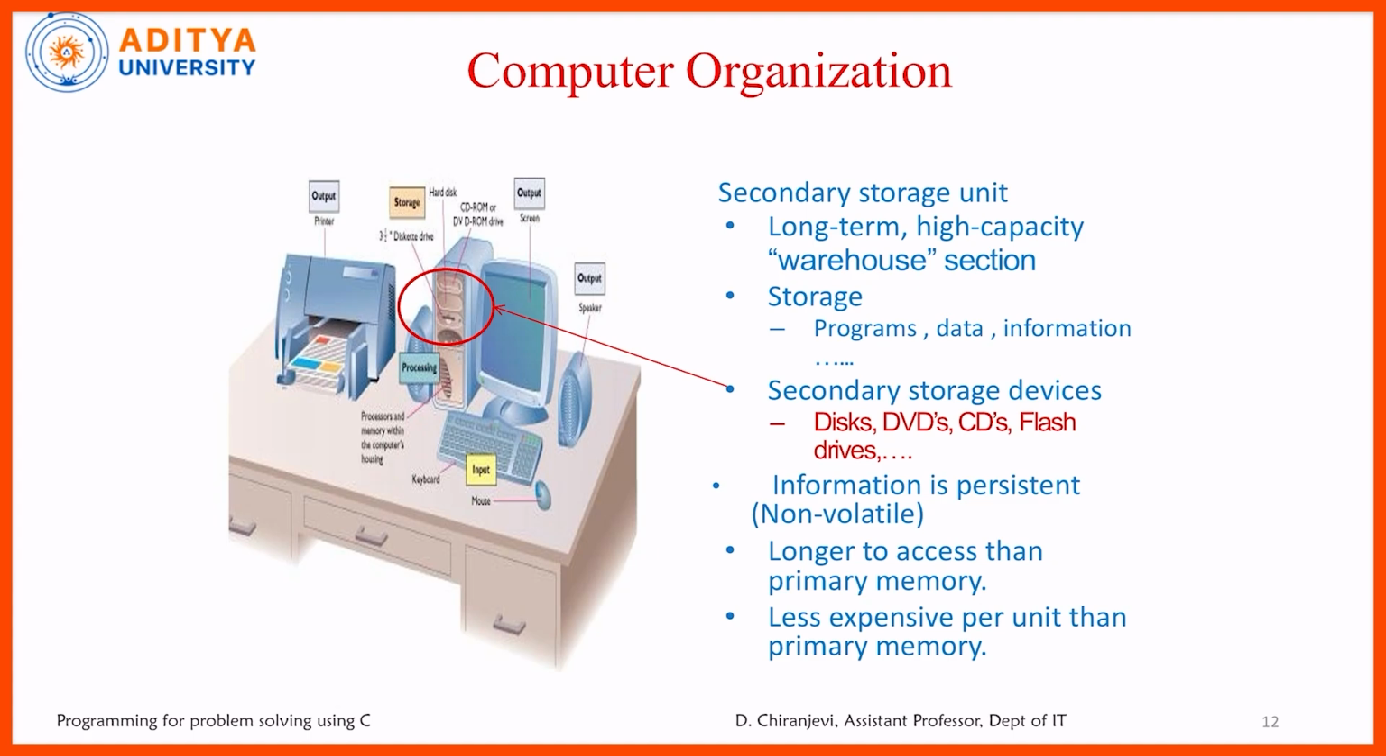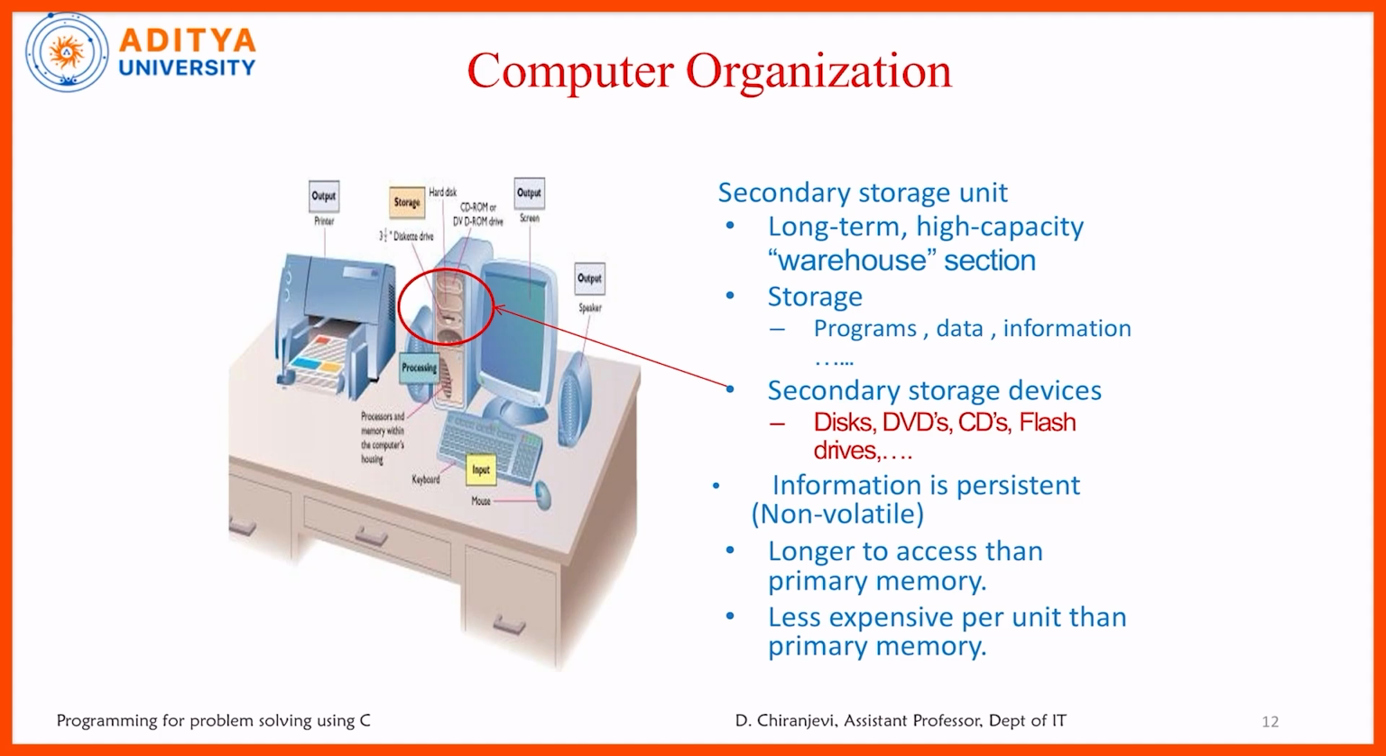The next unit is secondary storage or secondary memory. This is also known as permanent memory. You can access the data stored in the secondary memory at any point of time in future. Examples of secondary memory are disks, DVDs, CDs, flash drives, SSDs, memory cards, pen drives, etc. The information is stored permanently. That's why the information in secondary memory is non-volatile, so you can access it at any point of time.